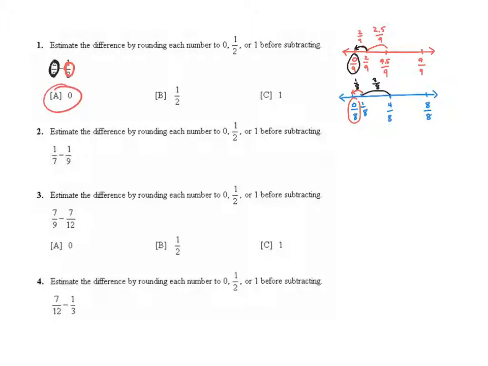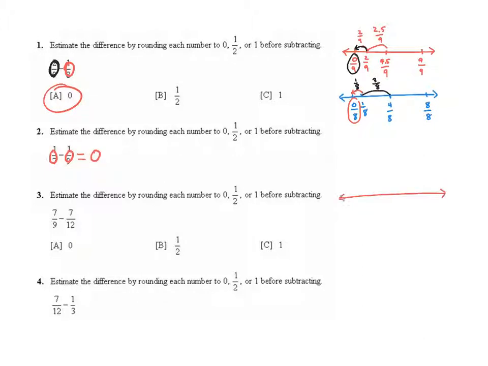Question 2, you probably could even look at this one without drawing any number lines because 1/7 is very close to 0 and 1/9 is also very close to 0, so 0 minus 0 is 0. On question 3, I am going to draw number lines out. It says 7/9 minus 7/12.